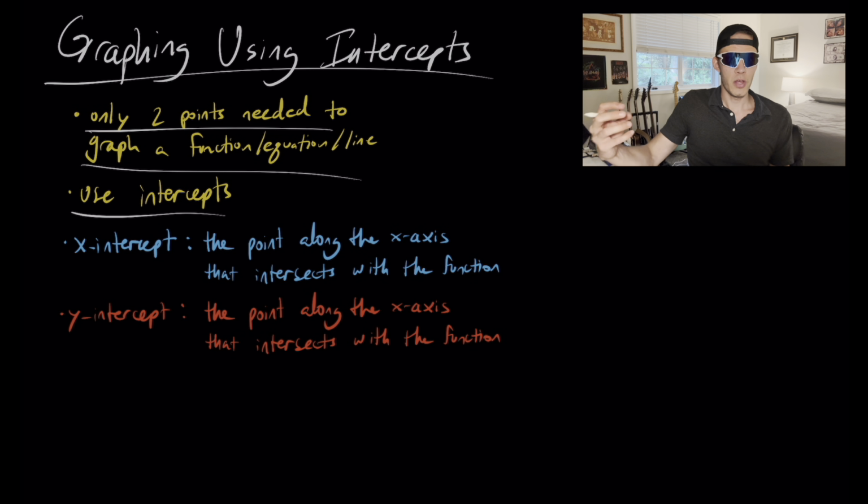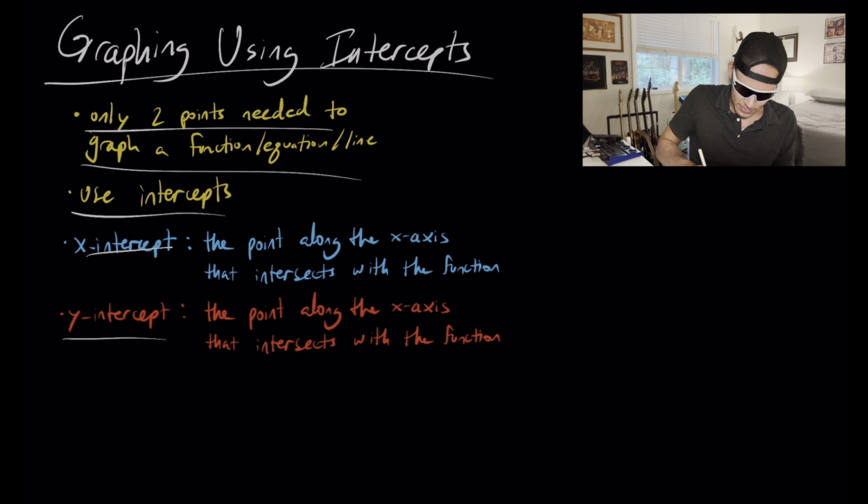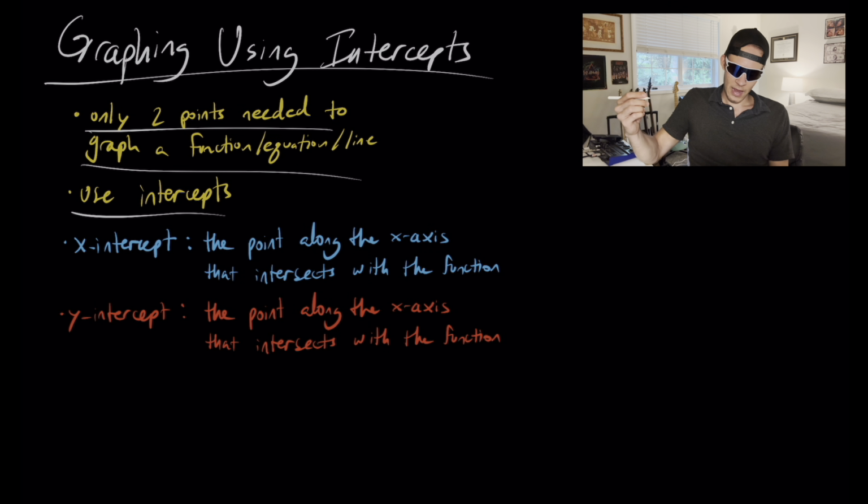If we can find both intercepts, the x-intercept and the y-intercept, we'll be able to graph any linear equation, any linear function. So what are intercepts? Well, we got 2 of them, the x-intercept and the y-intercept. Your x-intercept is the point along the x-axis that intersects with the function, and the y-intercept is the point along the y-axis that intersects with the function.